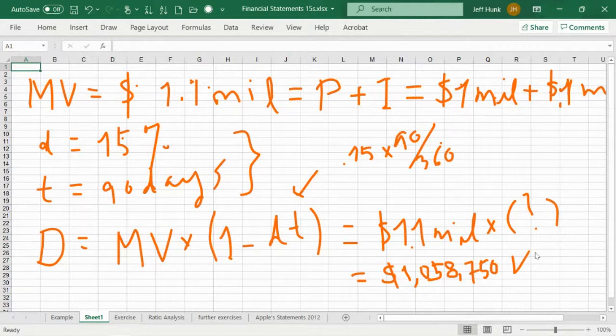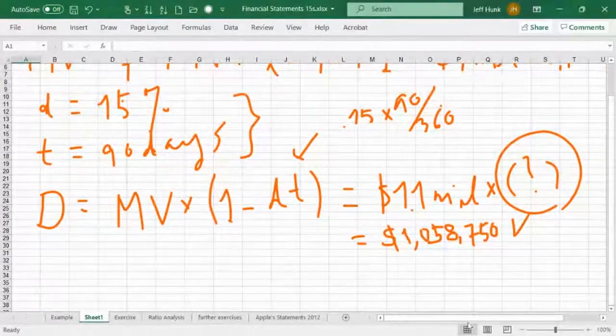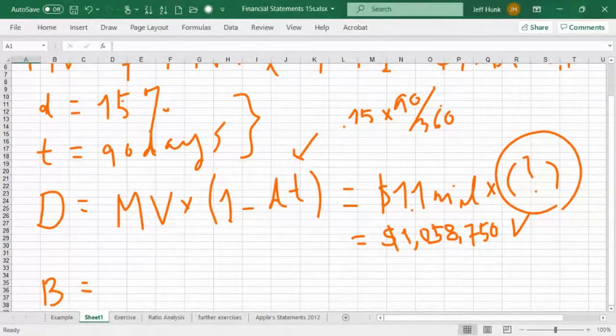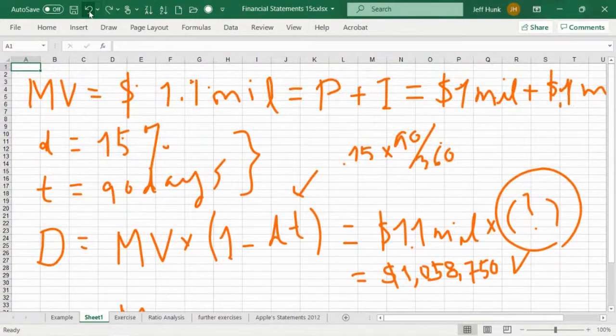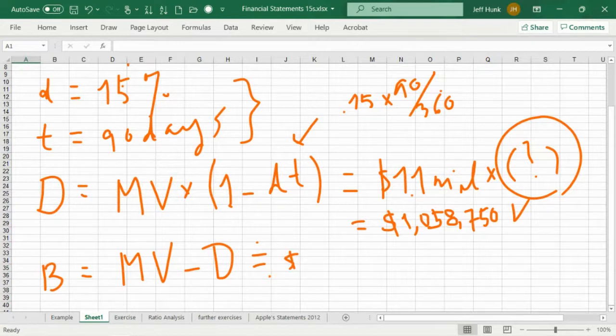But here, because you are basically splitting this 1.1 million into the proceeds and the bank discount, which is the bank's cut, which is the difference between the maturity value and the proceeds, which is roughly about 40K, right? The exact number you can easily do.